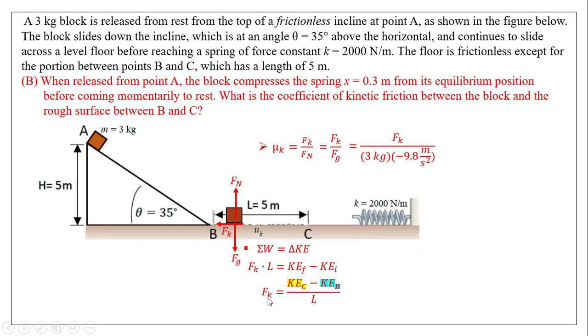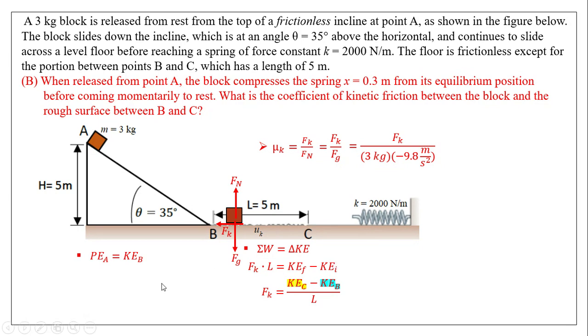Here, to solve for F of k, I'm just going to divide both sides by L, which is the length of the segment BC. So I'm going to move L into the denominator on the right side. So here, I have KEF. Now, keep in mind, this is starting at B and then going to C. So KEF is at point C, and then the initial KE is at point B. All right, so the segment starts at B and it ends at C. So F is C, and then I is B. All right, other than that, I'm just going to go ahead and find KEC and KEB because I already know what L is. L is 5 given in the diagram.